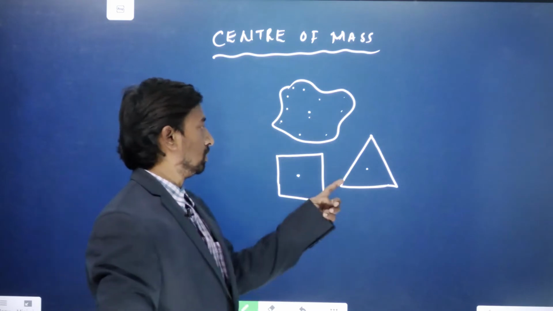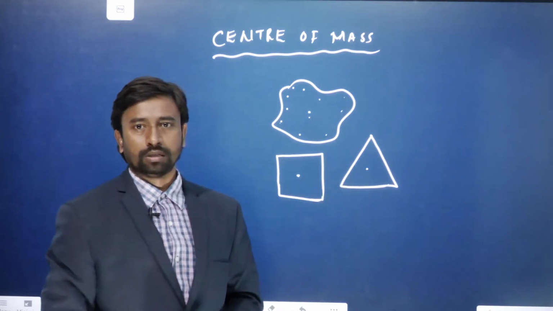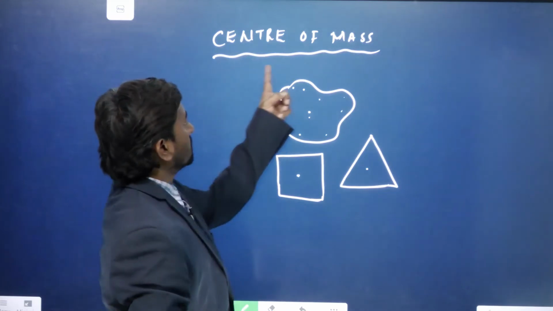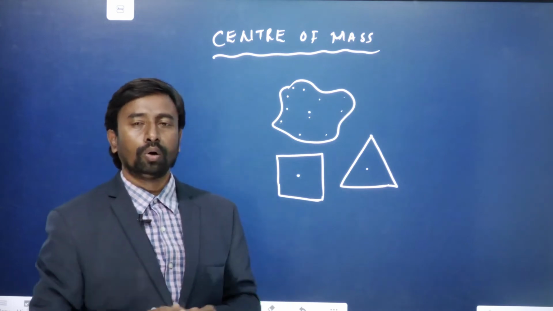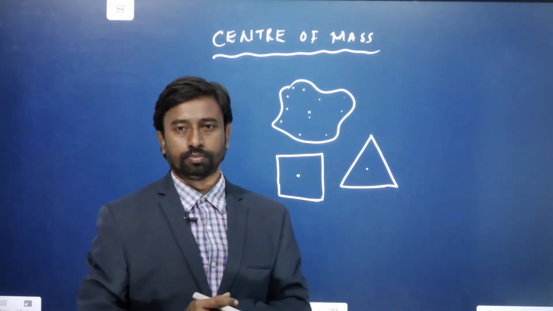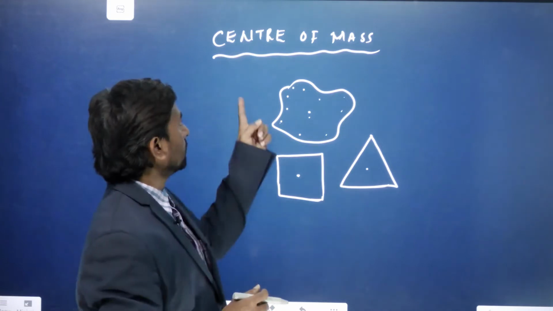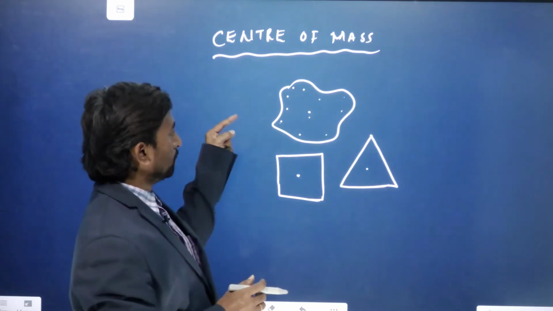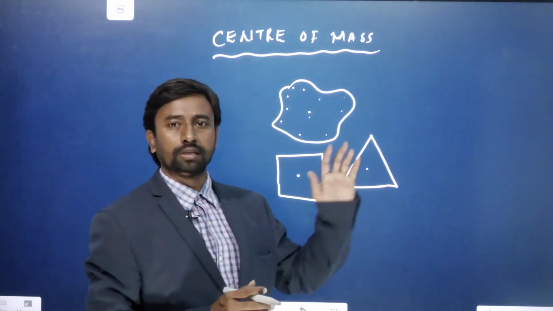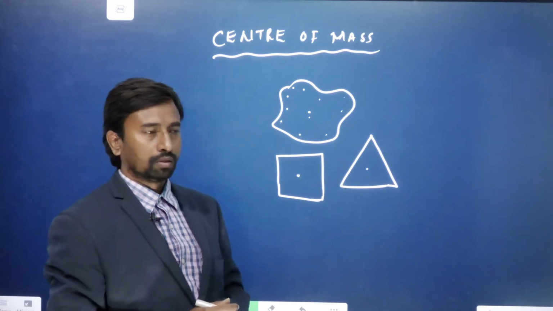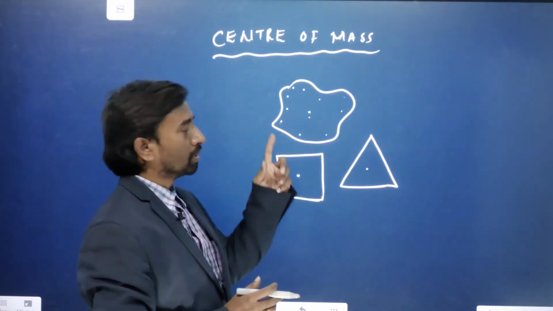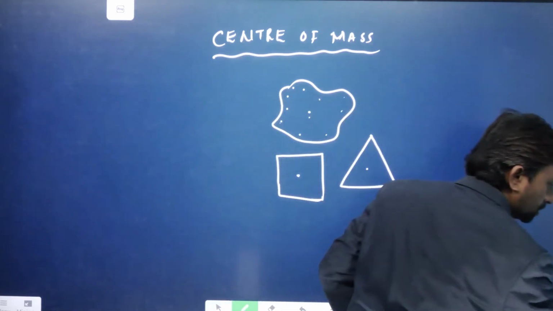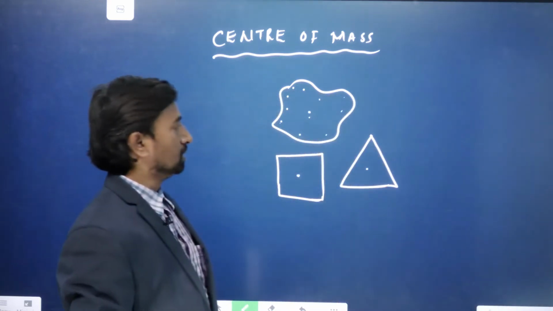Then how do we find the position of the center of mass? We are going to see that. Center of mass is the imaginary point where the whole mass of the object seems to be concentrated. It is a balancing point where, if you apply a force on that body, the whole mass of the body comes into motion. That balancing point is nothing but the center of mass. Now we will see the position of the center of mass.